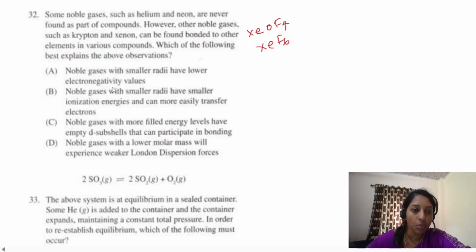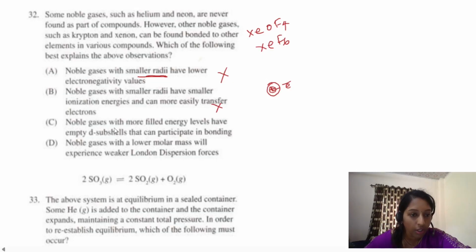Okay, so let's see. First option, noble gases with smaller radii have lower electronegativity. Isn't it? No. Smaller radii means higher electronegativity. So that option is wrong. Then, noble gases with smaller radii have smaller ionization energy. Isn't it? No. Smaller radius means very high attraction, right? The positive nucleus and the electrons are very much attracted. So definitely a very high ionization energy is needed in order to remove the electron, isn't it? So that option is also wrong.